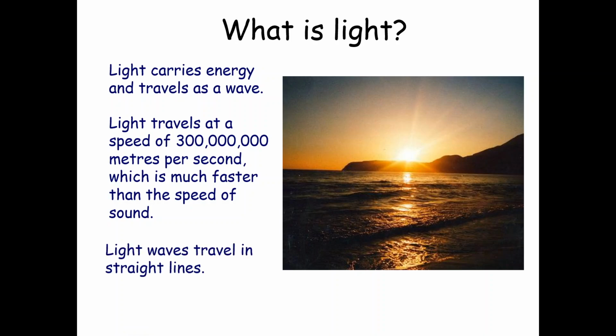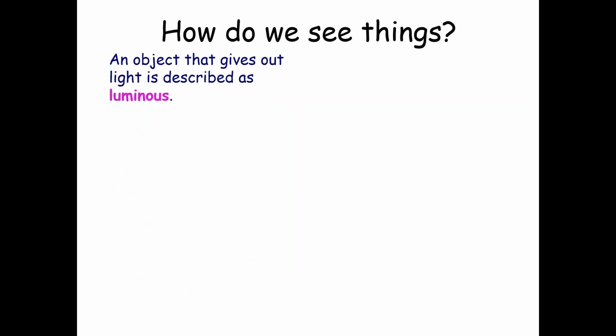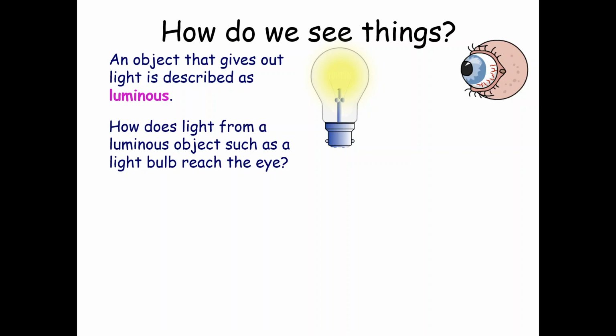The other interesting thing is that light waves always travel in straight lines. So whenever we draw light, we should always use a ruler, and we'll talk about that a little bit more later on in the topic. Okay, so how do we see things? Now, an object that gives out light is described as luminous. Now, that was actually one of our learning objectives, wasn't it? What is the difference between luminous and reflected object?